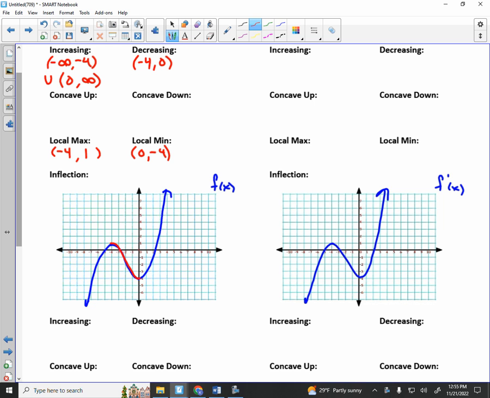good. I would like you to have a conversation with the person next to you and see if you can determine the interval for concave up, the interval for concave down, and the point of inflection. If you don't think you can say it exactly, try to estimate it. Talk to the person next to you. Go.